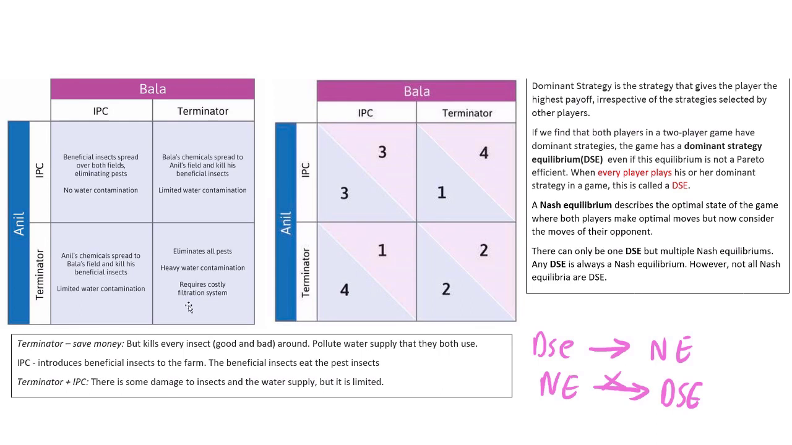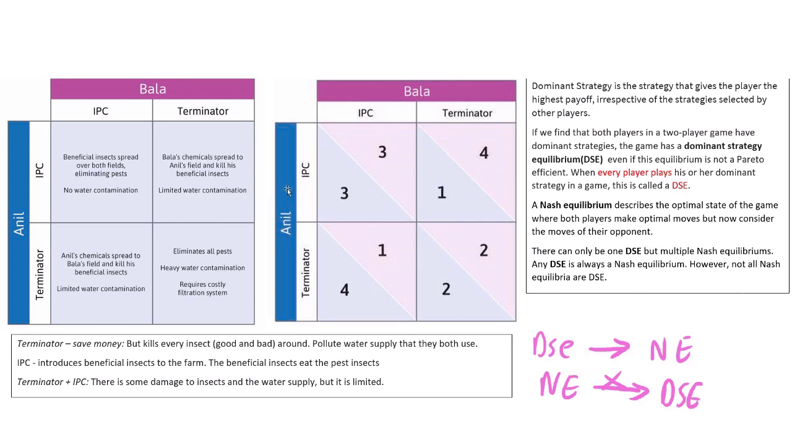So what happens if both of them use Terminator? It will eliminate all pests. However, there is very heavy water contamination and it requires a very expensive filtration system, okay? So if you plot these variables, considering the value of using IPC or Terminator and the harming effects, this is what you get. This is called a payoff matrix, okay? For example, if both use IPC, both have to pay extra money for the pesticide. So say the payoff is 3 for Anil and 3 for Bala, okay?